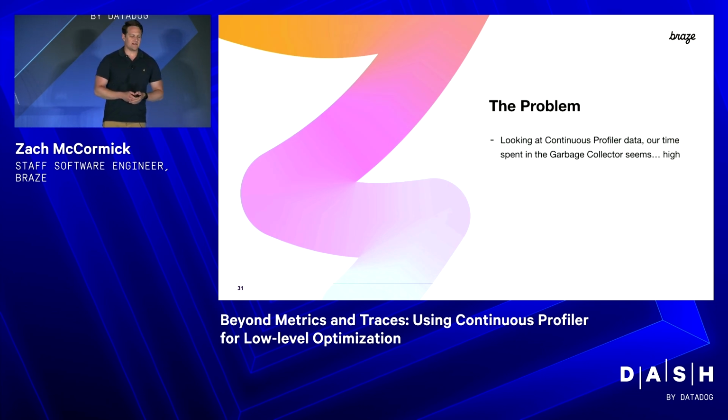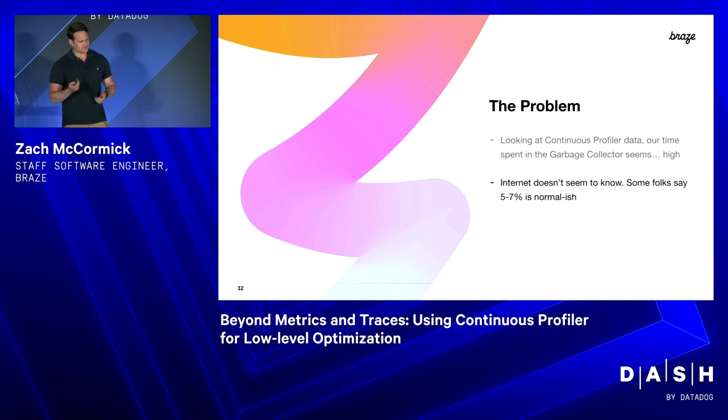So again, looking at the continuous profiler data, if you look at the CPU side of it, in Ruby profiles you can see how much time you spend in garbage collection. And it's how memory works in Ruby, and we'll get into that in a minute. But it seemed a little bit high. And so I Googled it. I was like, well, I don't know, is this actually high? I have no idea. And I Googled it, and the internet didn't even seem to know.